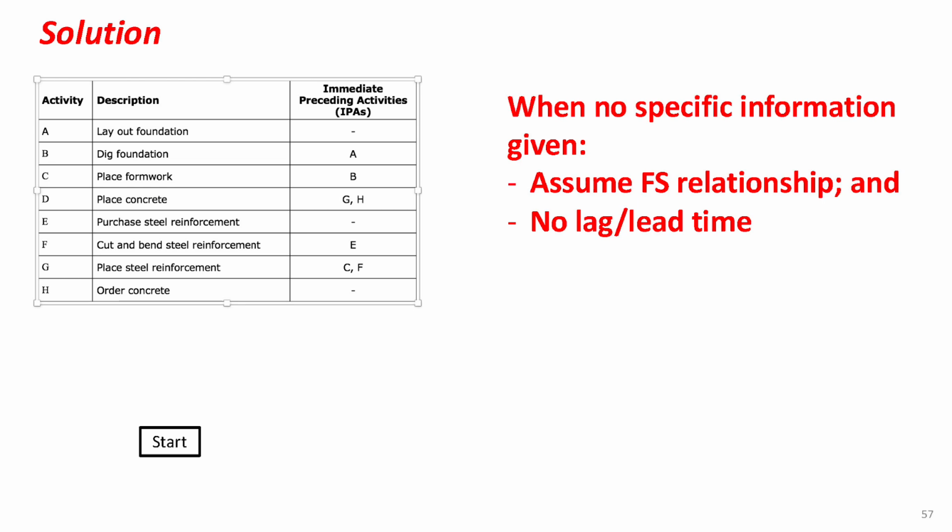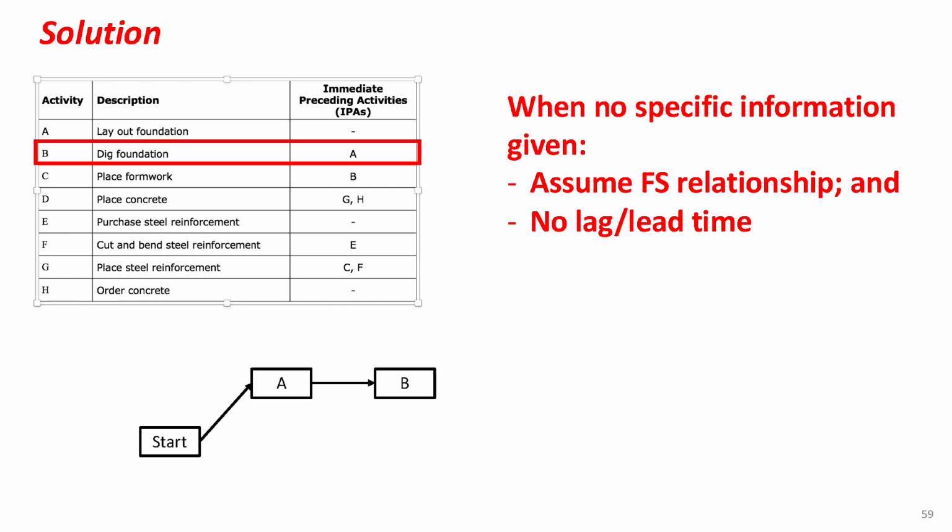The first activity in the network must be the start milestone. To represent it, draw a rectangle box and write the activity name in the middle. Next, activity A, layout foundation, has no predecessor, so it starts right after the start milestone. Since all relationships in the project are FS, the arrow must go from the end of the predecessor to the start of the successor. For activity B, dig foundation, it is preceded by activity A, so you draw it after A with an arrow connecting them.